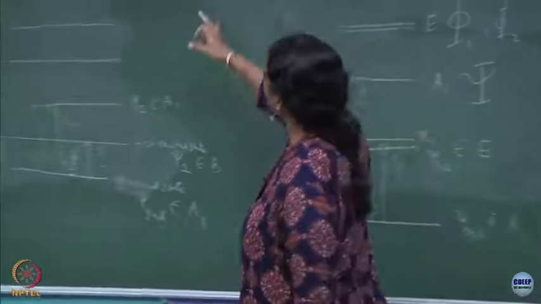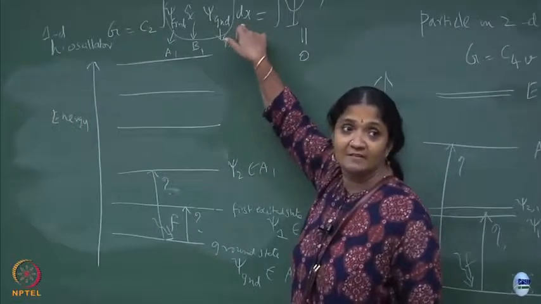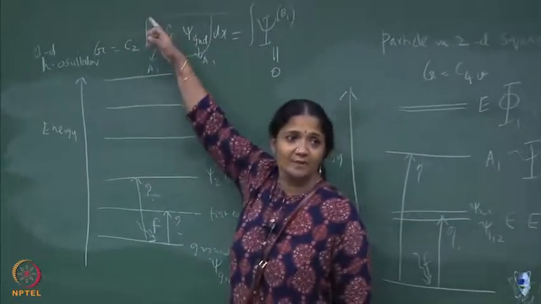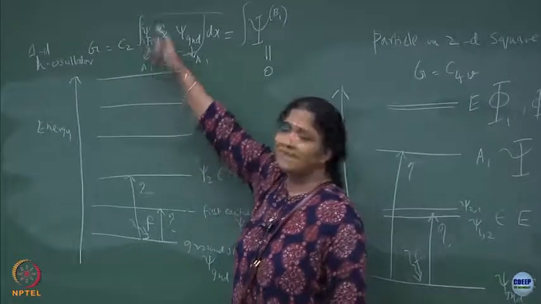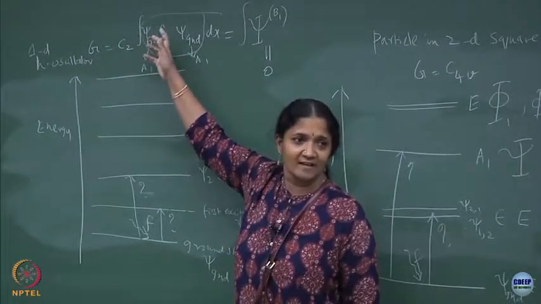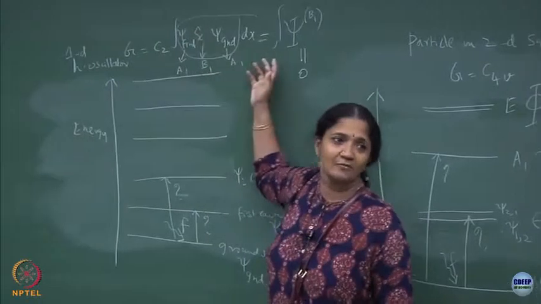Because this is a dx integration which is going from minus infinity to plus infinity. If you do any change of that x to minus x, this answer will become minus of itself.